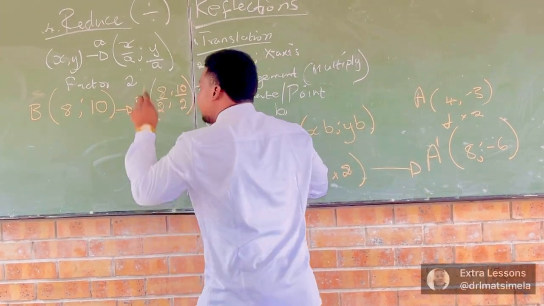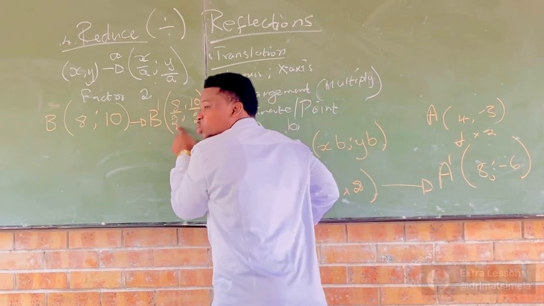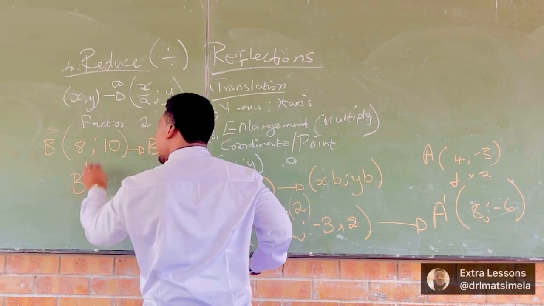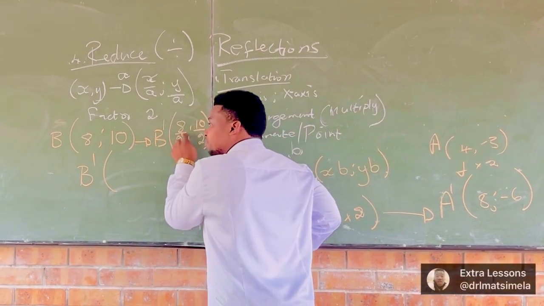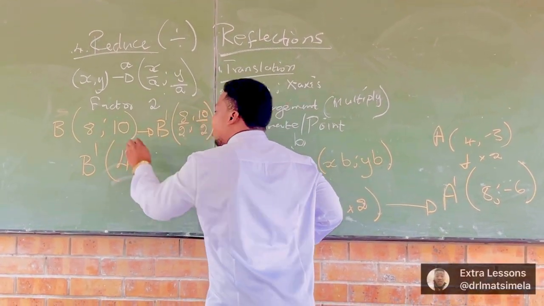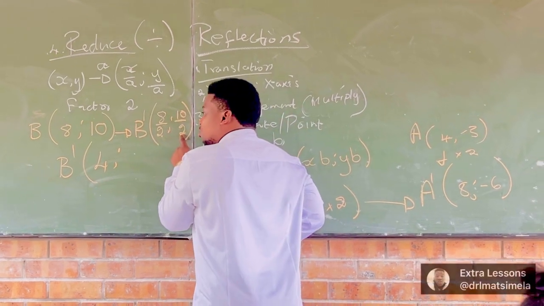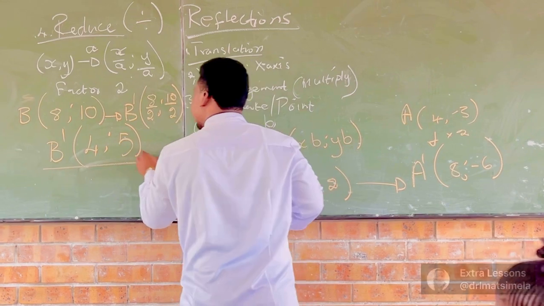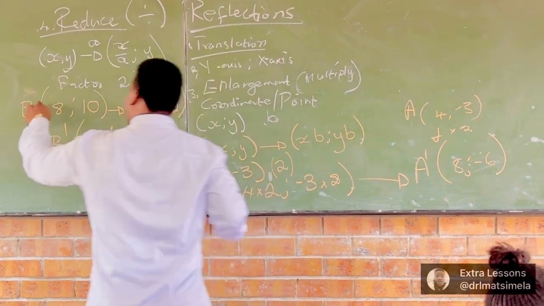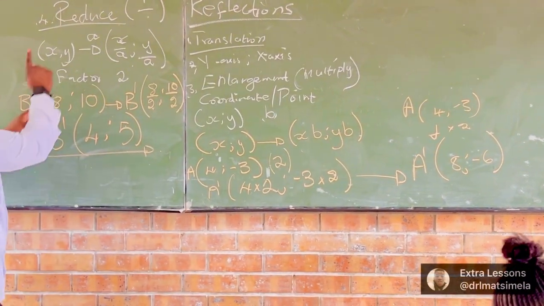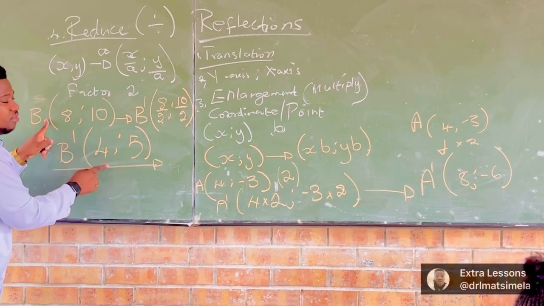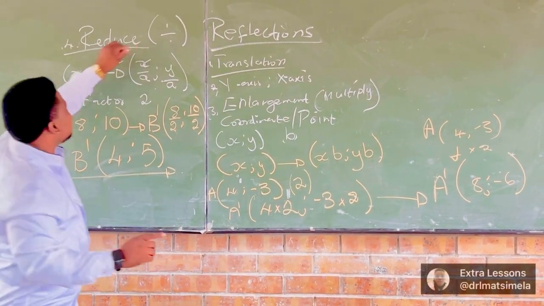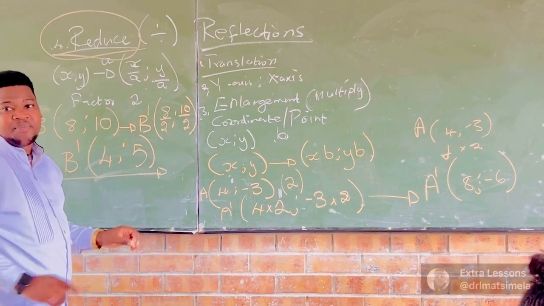When we simplify this, can it be simplified or left as a simple fraction? Yes. 8 is divisible by 2, and 10 is divisible by 2. Then we will have our B1, which is 8 divided by 2, which gives us 4, and 10 divided by 2, which gives us 5. So this is our coordinate B1, from B originally being reduced by a factor 2, which gives us 4 and 5.